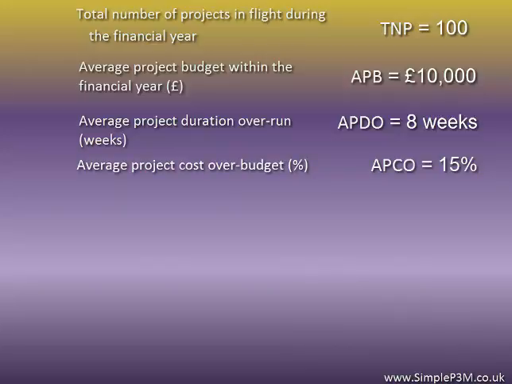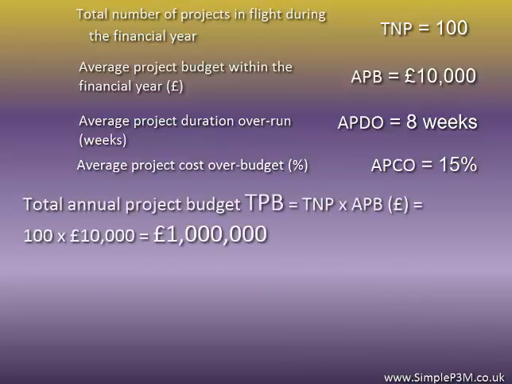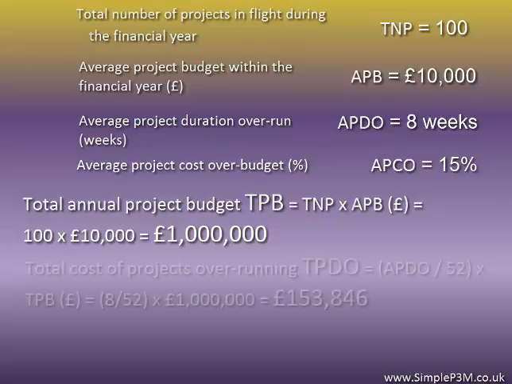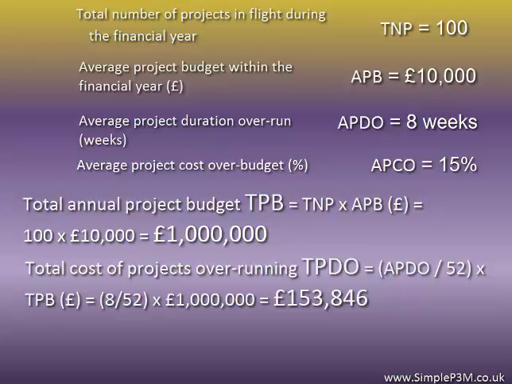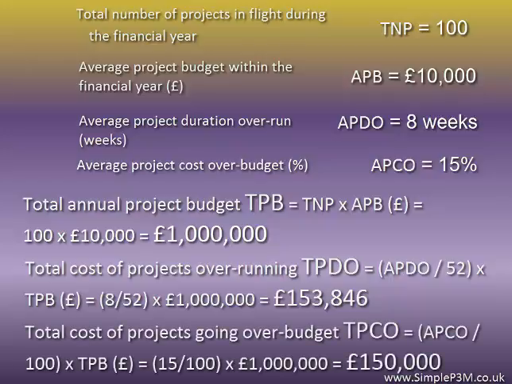Our simple calculations then tell us that the total project budget is equal to 100 times £10,000, which equals £1 million. The total project duration overrun is 8 divided by 52 to get us into years from weeks, times that £1 million, which is £153,846, and the total project cost overrun is 15 divided by 100 to deal with the percentage, multiplied by our £1 million, which is £150,000.